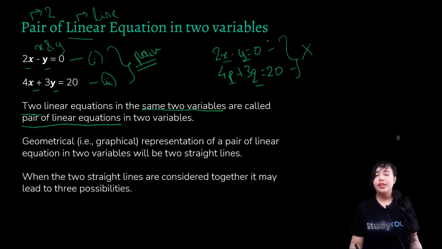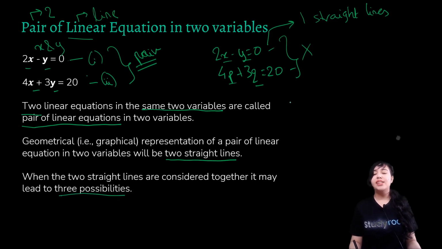So for one linear equation, I get one straight line. If I'm going to have a pair of linear equations, I will be having a pair of straight lines. Okay, so I'll have two straight lines in that case, one straight line corresponding to one equation. And when we are considering these two straight lines, there can be three possibilities. We'll discuss them in further detail, but I'll just introduce you to these terms.